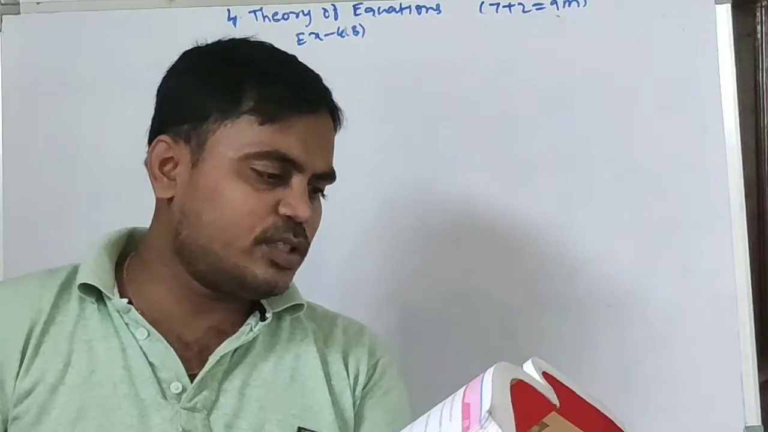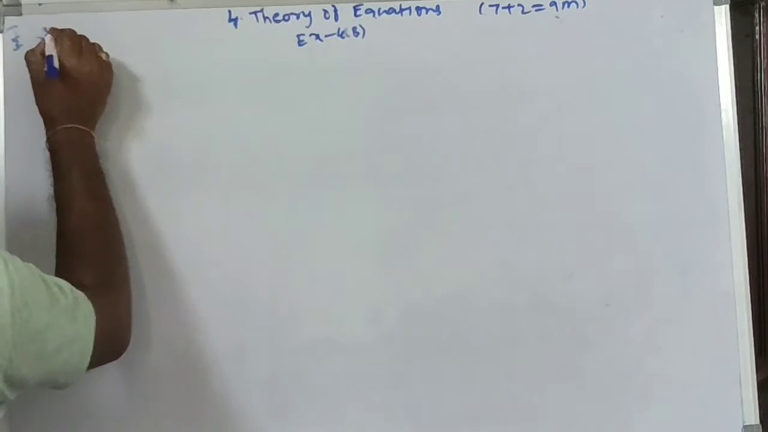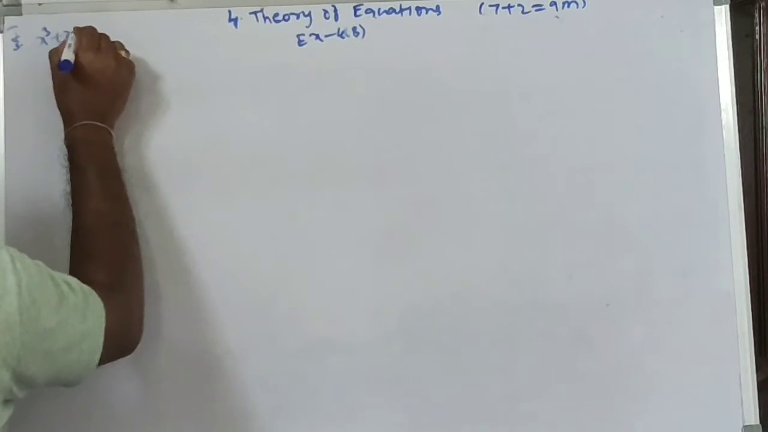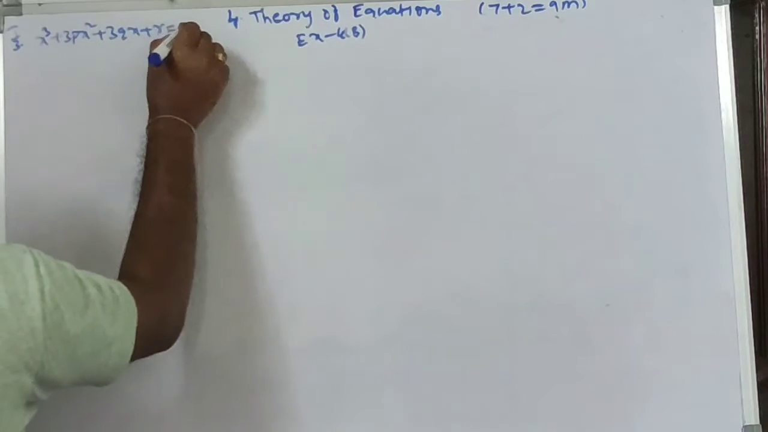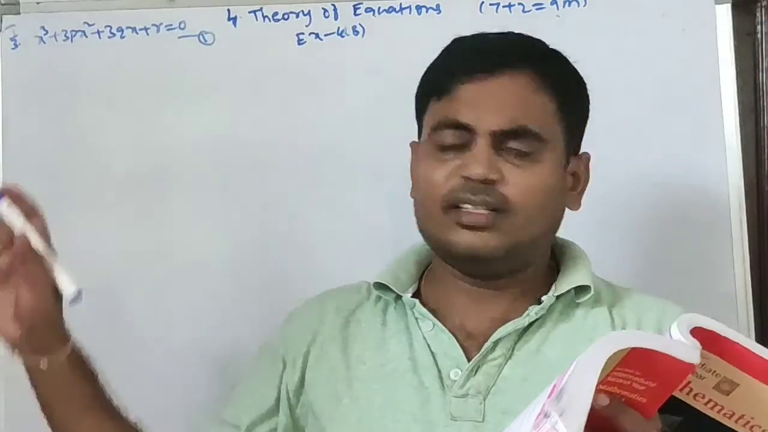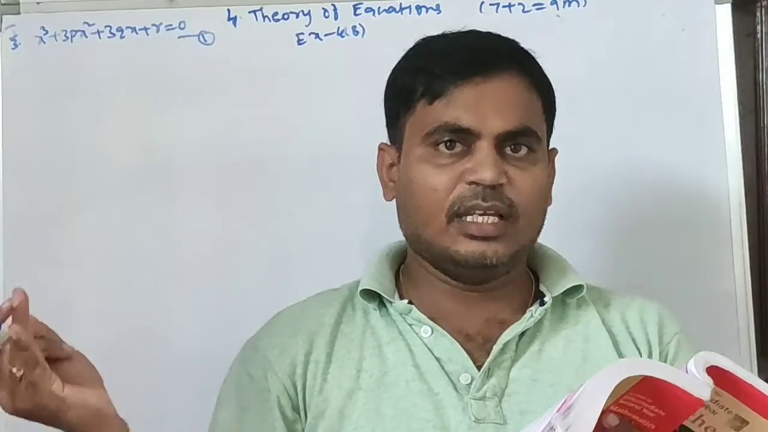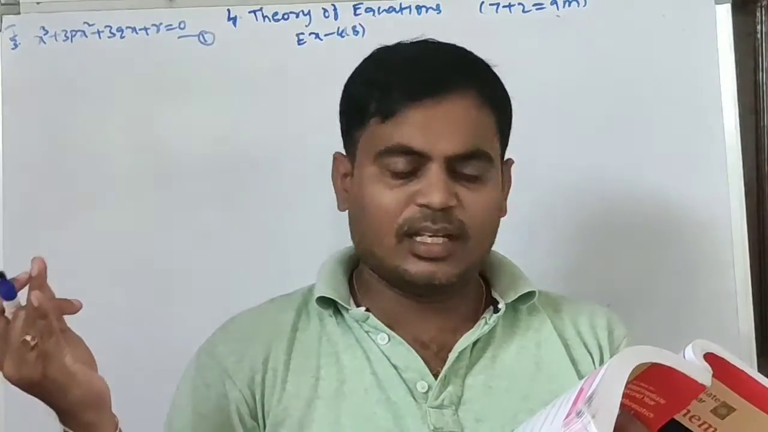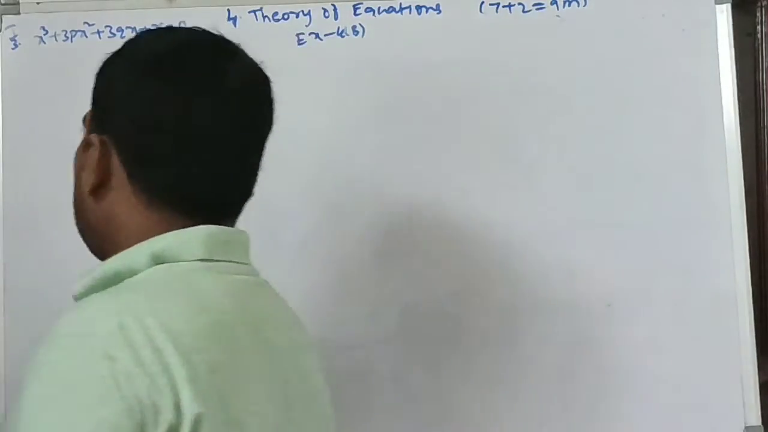First bit, third question, exercise 4b. So the given equation is x cube plus 3p x square plus 3q x plus r equal to 0. I am taking this as equation 1. Given that the roots of this equation are in AP, we need to prove one condition. For GP, we need to prove another condition. Next, for HP, we need to prove some more condition. First I am taking roots in AP.